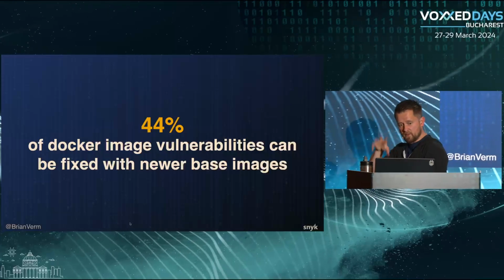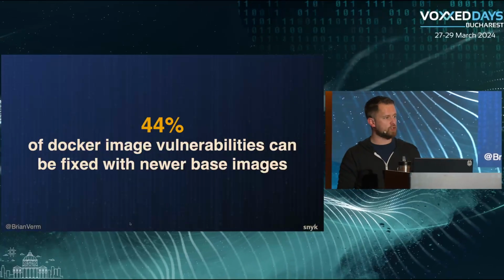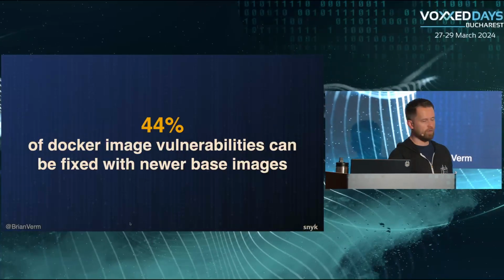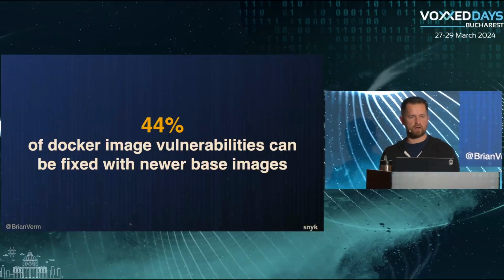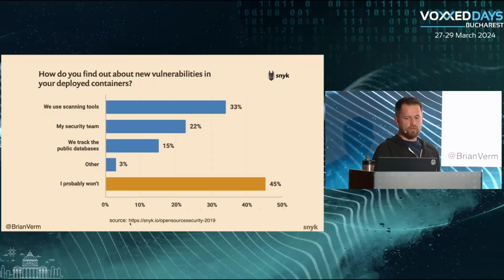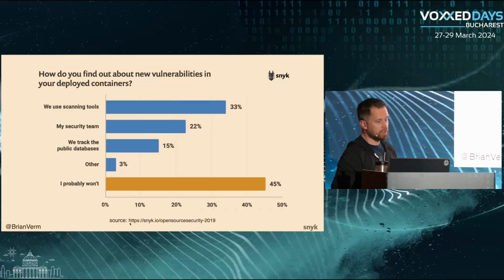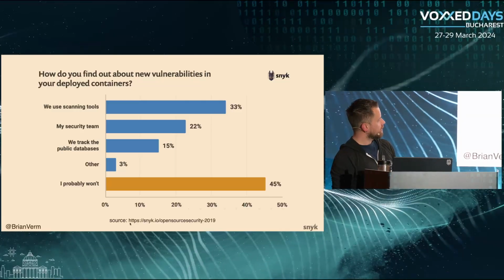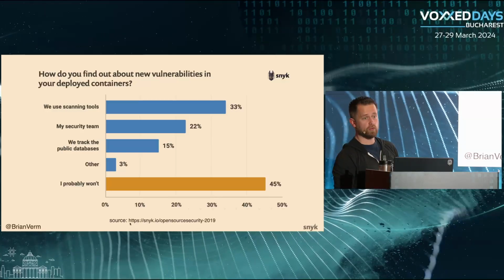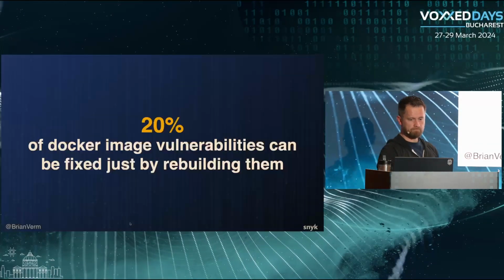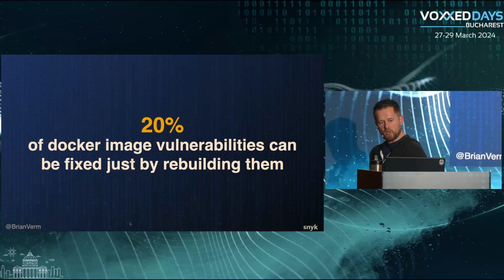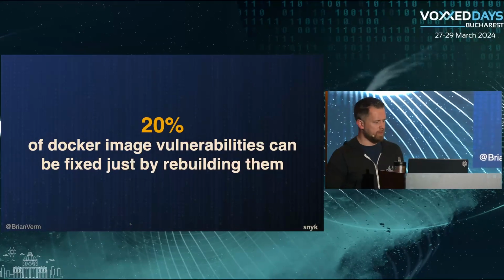Just let that land in. Just by using a newer image, 44% of all Docker problems can be fixed. We ask people, how do you find out about new vulnerabilities in already deployed containers? Let's say it's less than the majority that says, I probably won't. 20% of Docker image vulnerabilities can be fixed by just rebuilding.